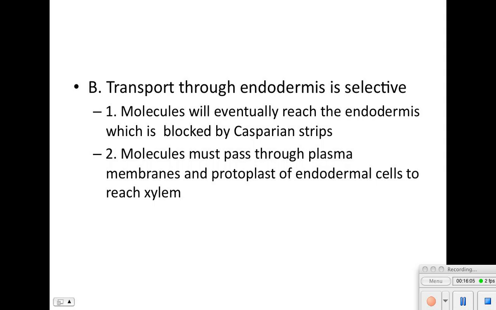So we were talking about cell layer tissues, endodermis in this case. Molecules will eventually reach the endodermis, and it's blocked by the Casparian strip. So then the molecules have to pass through the plasma membranes and the protoplast in order to reach the xylem. So I'm actually going to go back a slide once you write what you need to write and show you the Casparian strip.